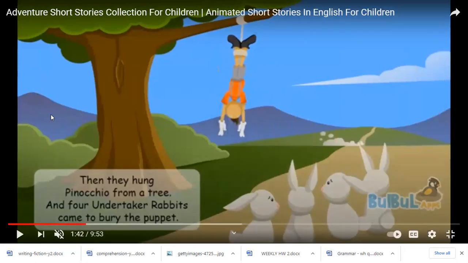Then they hung Pinocchio from a tree, and four undertaker rabbits came to bury the puppet.